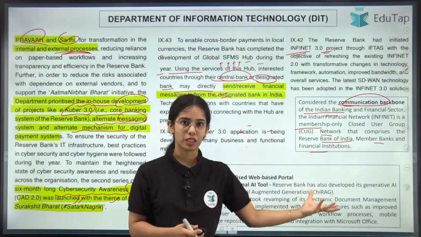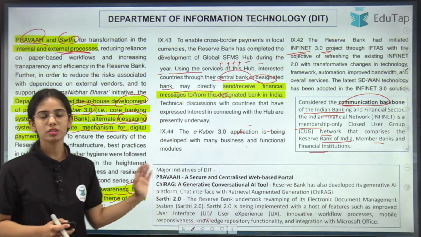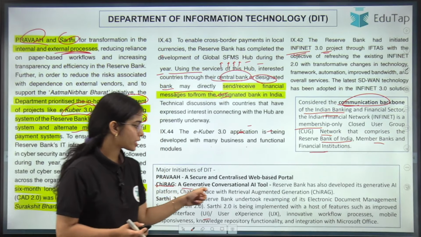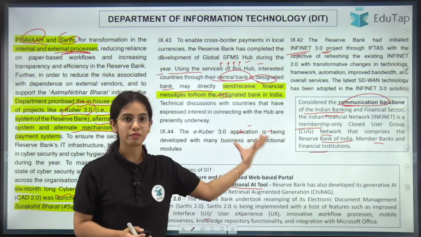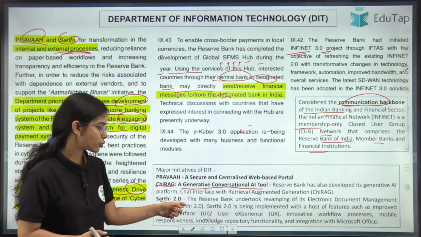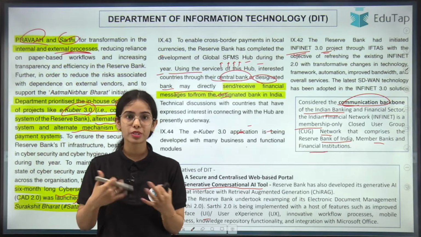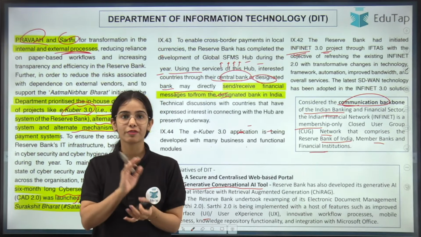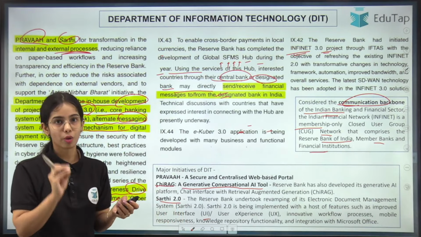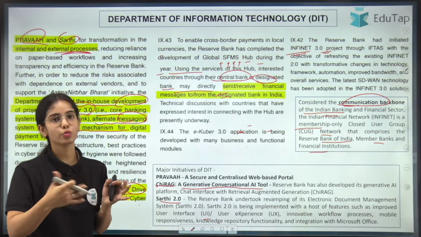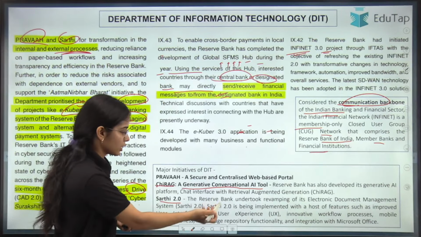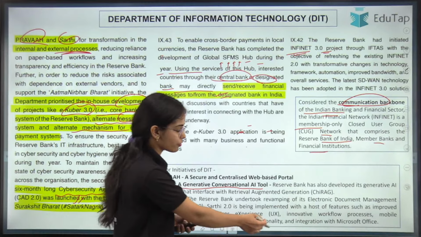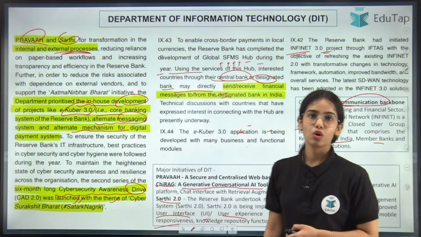Next is the Prava portal that has been developed by the DIT as well as Chirag. This is a generative conversational AI tool that is being developed by the Reserve Bank of India. Sarthi 2.0. So Sarthi is for the internal processes, to boost the efficiency and the robustness of the internal processes. Sarthi 2.0 is being developed with better user experience, better user interface, better responsiveness, knowledge repository functionality and integration with Microsoft Office. Okay.